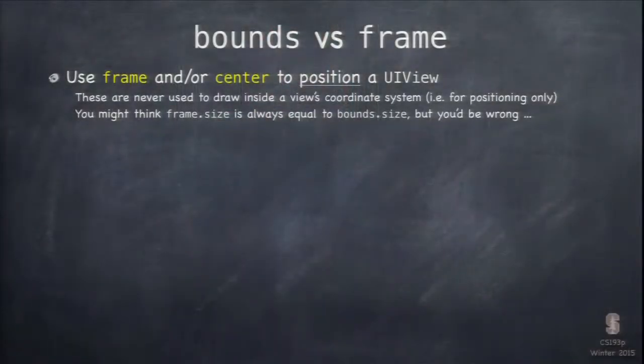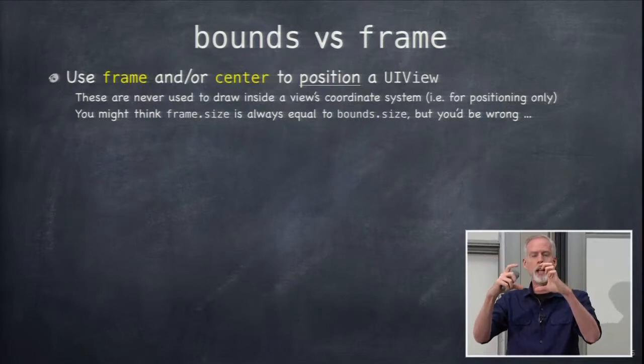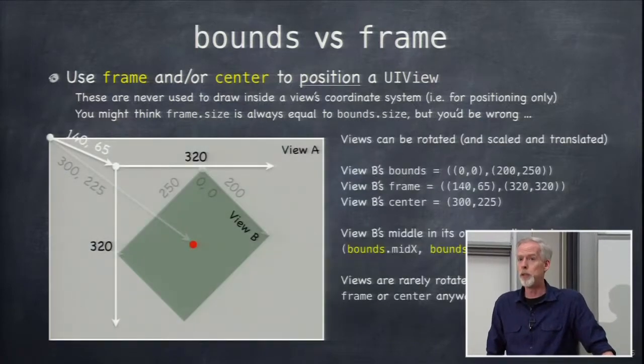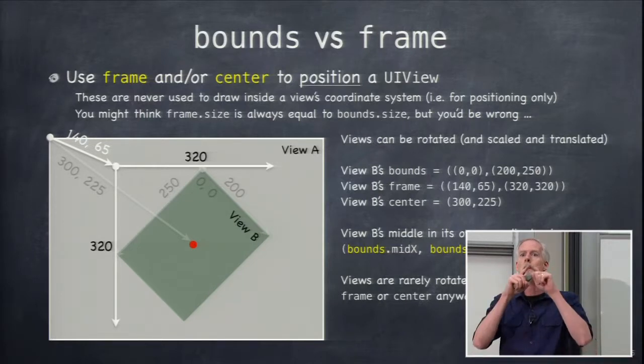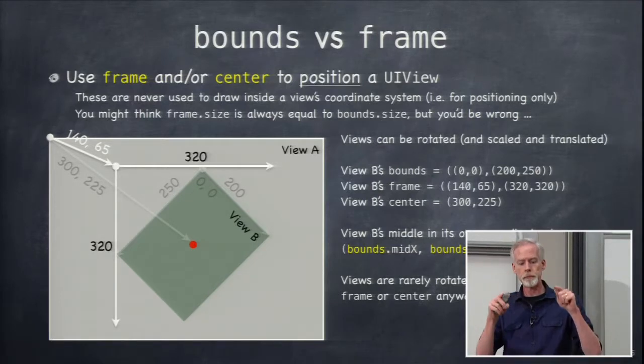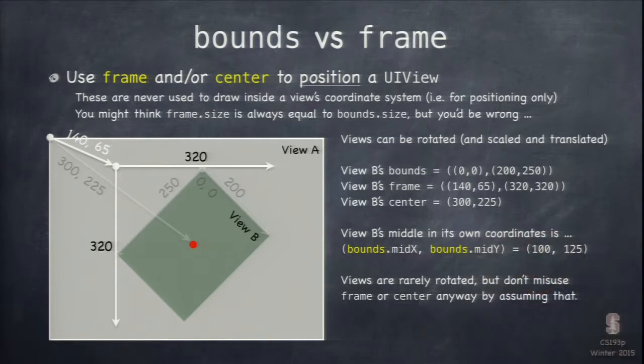To kind of give you a picture of this, you might think that the frame size is exactly the same as the bounds size. Right? If it's a rectangle that contains my rectangle, it must be exactly the same size. But no, because views can be rotated. Okay? And if you rotate your view, like this green view, look how much bigger the frame is. The rectangle that contains you is much bigger than you because you're tilted, right? Make sense? So don't confuse frame and center, which are about positioning, with bounds, which is your size, the area that you're drawing into in your own coordinate system. Okay?